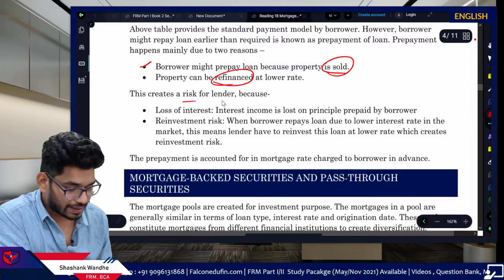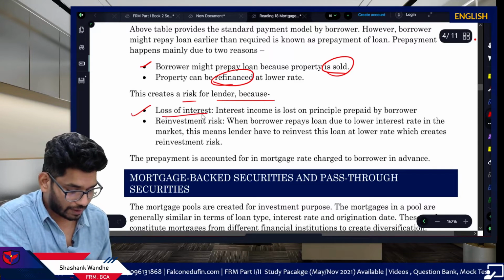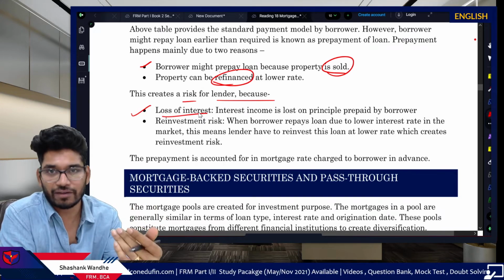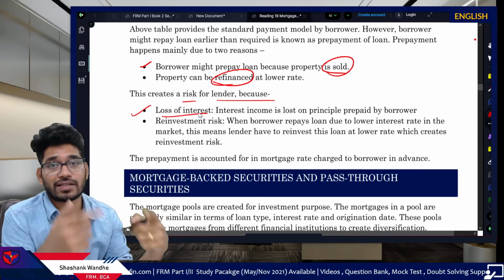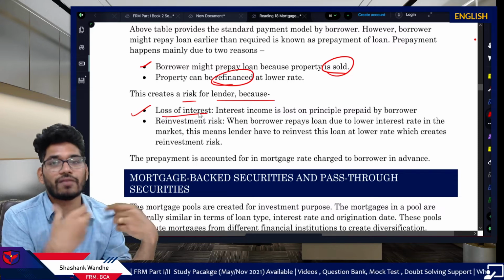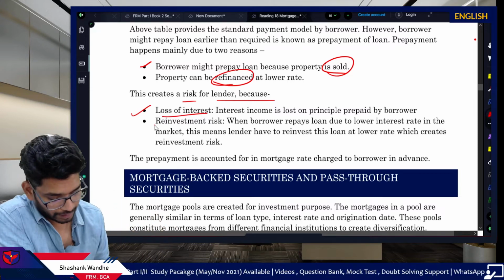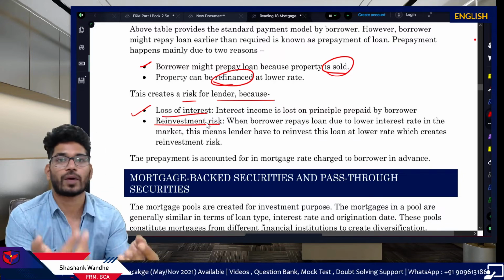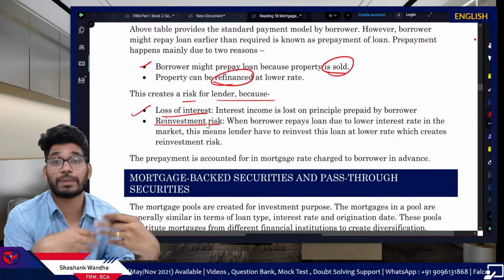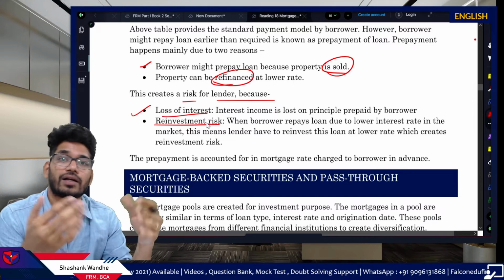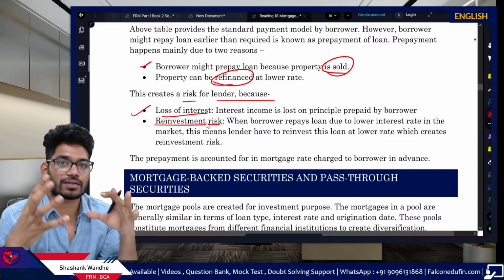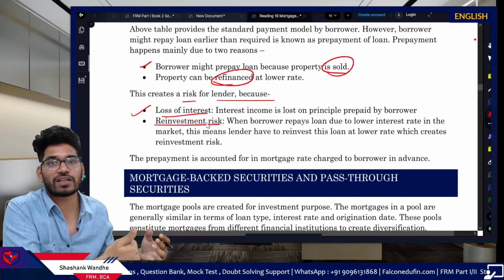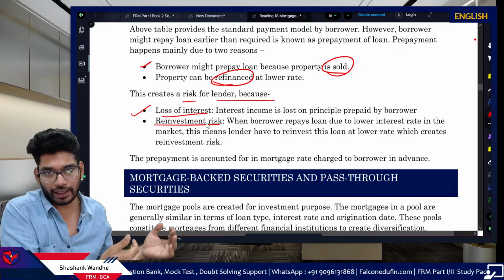This creates a risk for the lender because loss of interest is the first reason, as we discussed: the lender, as in the bank, will lose the interest, and if this is the securitized structure, then the investor will lose the interest. And then second is the reinvestment risk. What is the reinvestment risk? Say I'm the bank, I provided you a loan at 10%. Now you repaid me the loan when the current market rate is 5%. Now I have to invest my funds at 5%, right? So this is a reinvestment risk, that is, investment at a lower rate.